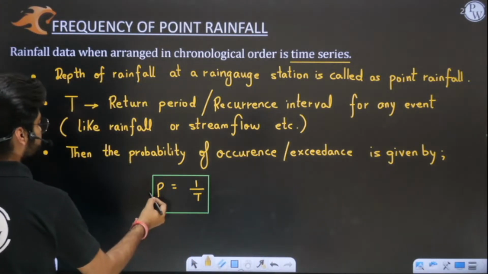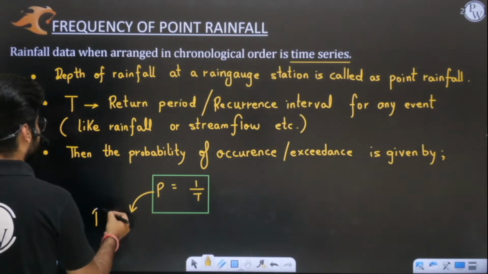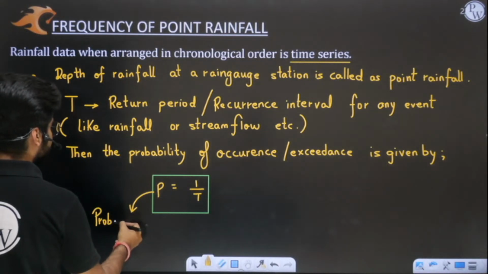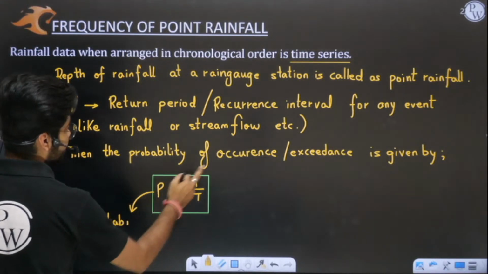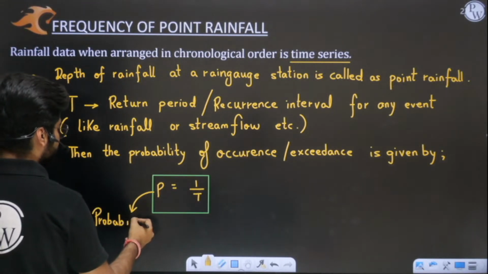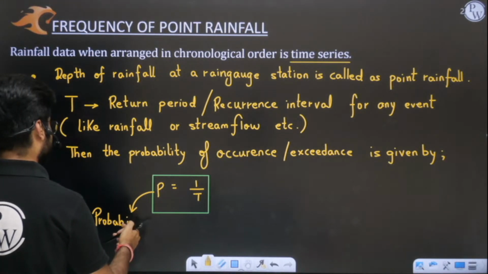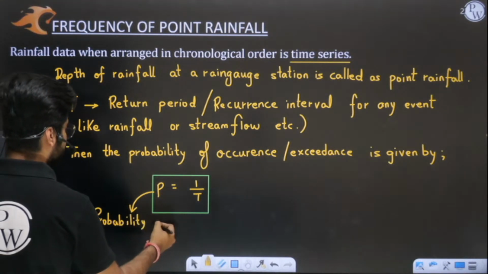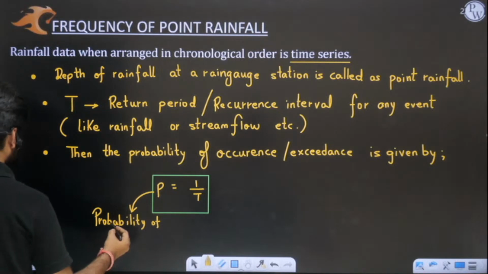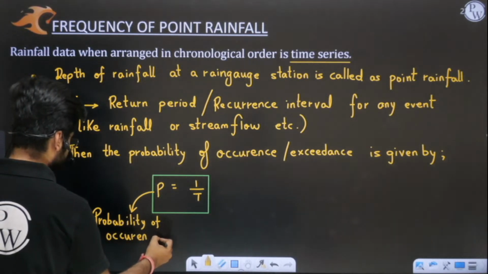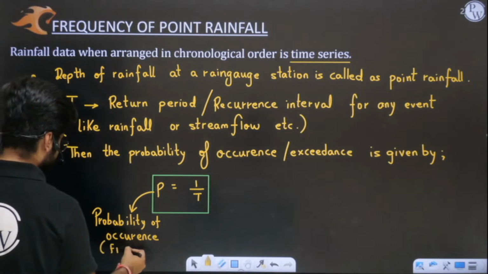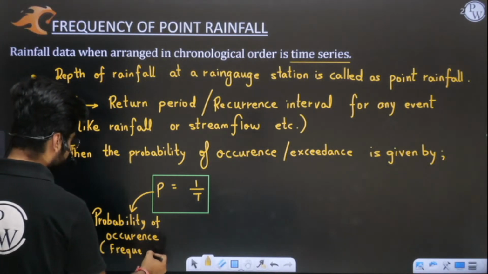We can write it also: P is the probability of occurrence or exceedance. See, what is the meaning of exceedance here? I have written exceedance. Probability of occurrence, or simply you can call it frequency. Now what is the meaning of this?